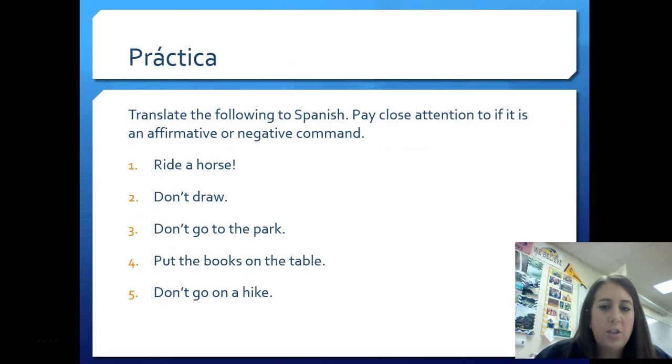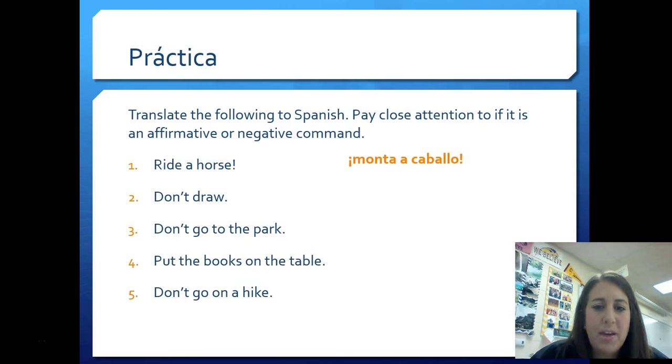Alright, so go ahead and conjugate or put together these 5 commands. Pay close attention to whether it's affirmative or negative. So go ahead and hit pause and we'll go over your answers once you're done. Alright, ride a horse, monta a caballo. Notice it's a positive command, so it's just going to be that third person singular conjugation. Don't draw is negative, so our verb dibujar is to draw, so no dibujes.